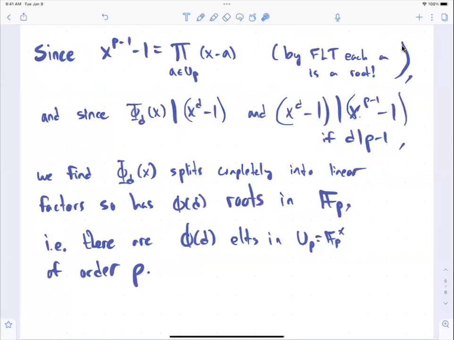This is exactly what we want, because the roots of this are exactly the elements of order d in this group U_p of units in F_p cross.